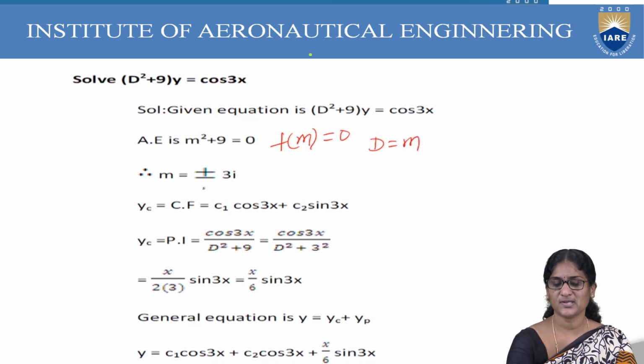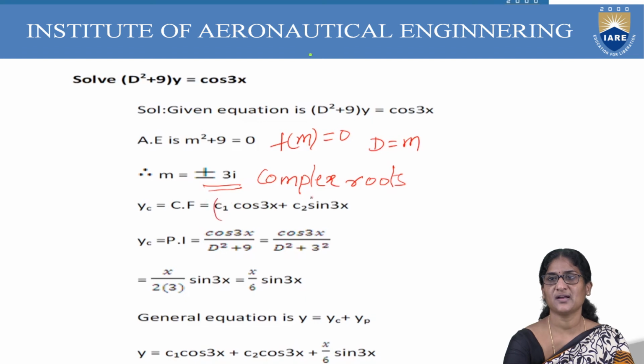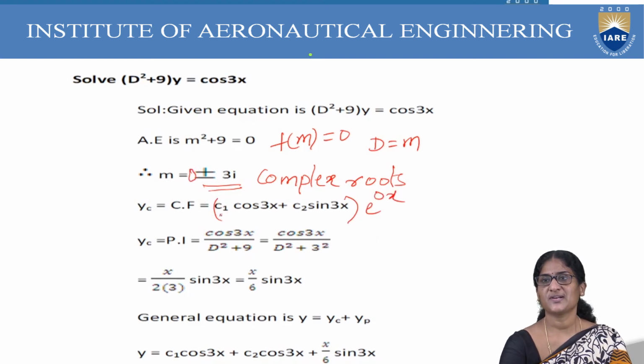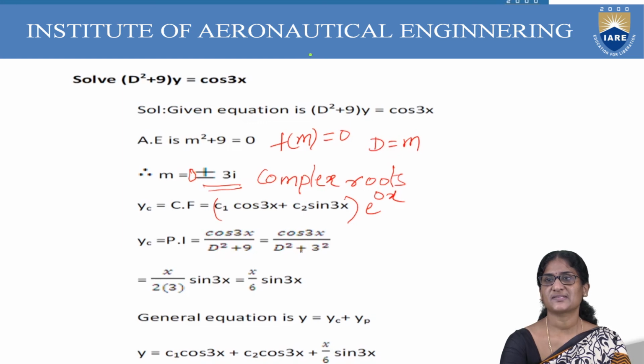So I got the roots, which are complex roots, plus or minus 3i. Now the complementary function will have e power 0x, as I don't have the real part here. So it can be written as c1 cos 3x plus c2 sin 3x, times e power 0x. And the particular integral can be written as cos 3x by d square plus 9, which is cos 3x by d square plus 3 square, since 9 can be written as 3 square.